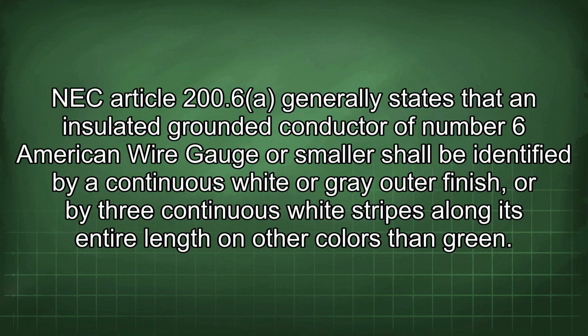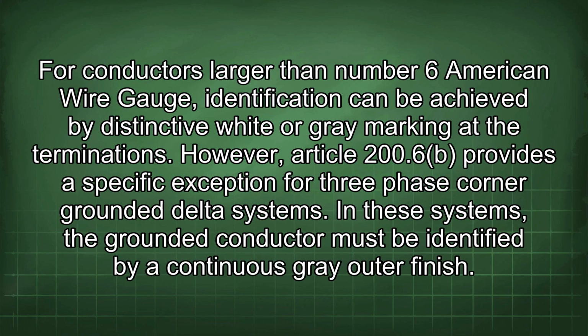NEC Article 200.6 generally states that an insulated grounded conductor of number 6 American wire gauge or smaller shall be identified by a continuous white or gray outer finish, or by three continuous white stripes along its entire length on other colors than green. For conductors larger than number 6 American wire gauge, identification can be achieved by distinctive white or gray marking at the terminations.